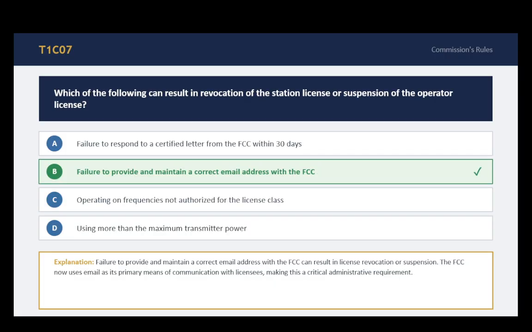Which of the following can result in revocation of the station license or suspension of the operator license? And the answer is B. Failure to provide and maintain a correct email address with the FCC. Failure to provide and maintain a correct email address with the FCC can result in license revocation or suspension. The FCC now uses email as its primary means of communication with licensees, making this a critical administrative requirement.